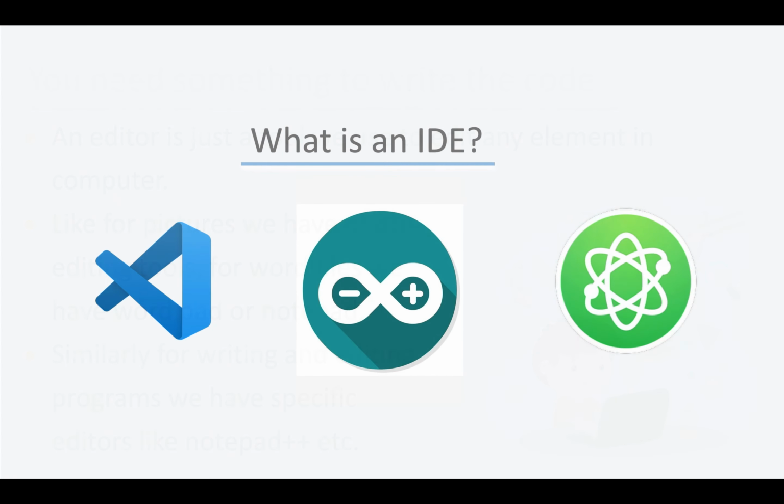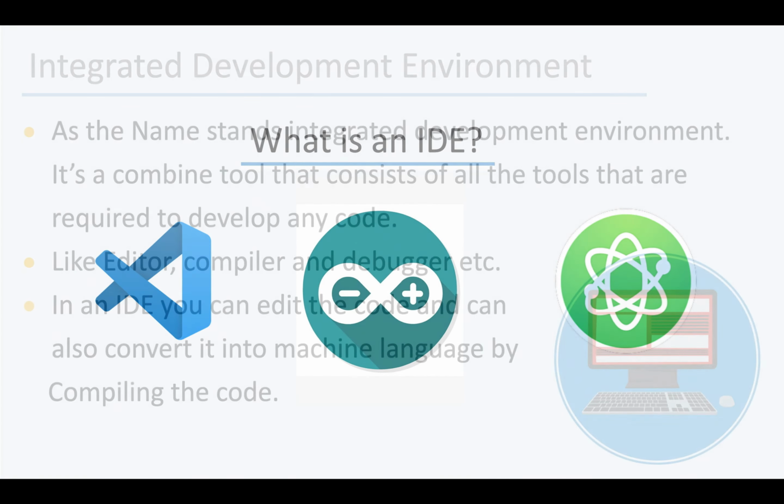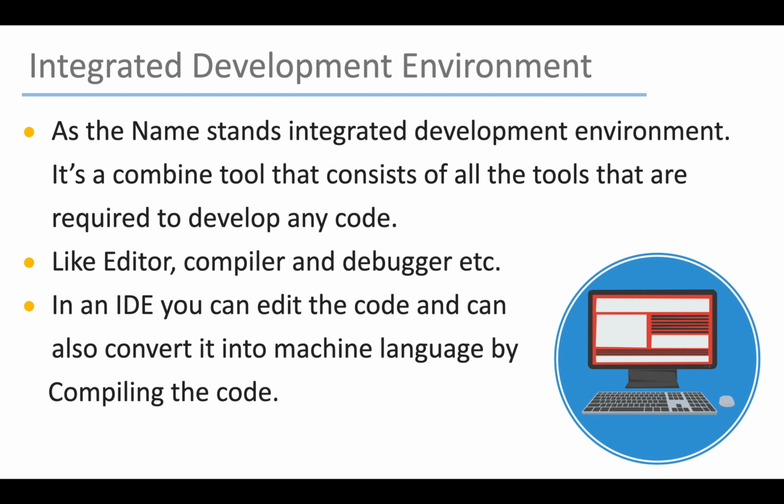And after that we have an IDE. IDE stands for Integrated Development Environment. As the name suggests, it's a combined tool that consists of all the tools that are required to develop code, like an editor, compiler, and debugger, etc. We have talked about editors and compilers, but we are going to use only one tool, that is the Arduino IDE. So what's the matter actually here? An IDE is just a combined tool of all these tools, the editors and compilers and anything that we need for that particular task.